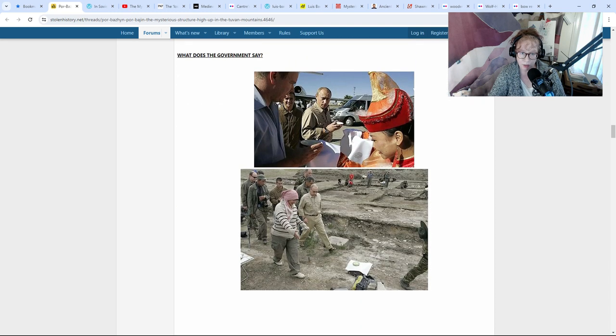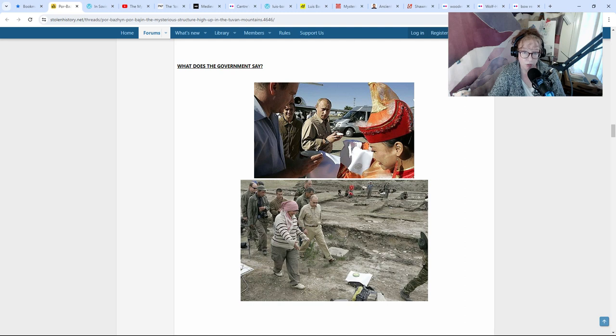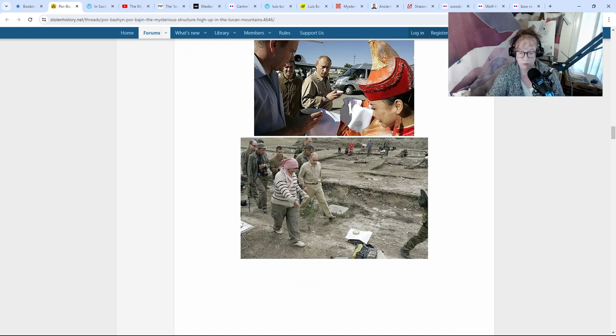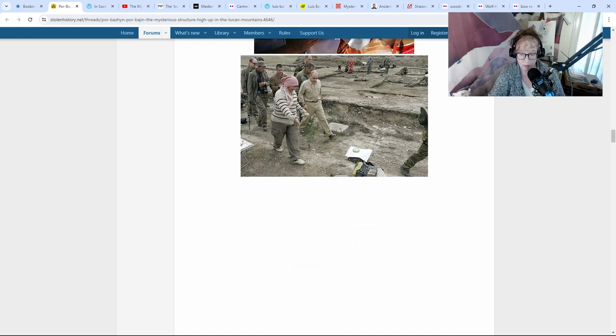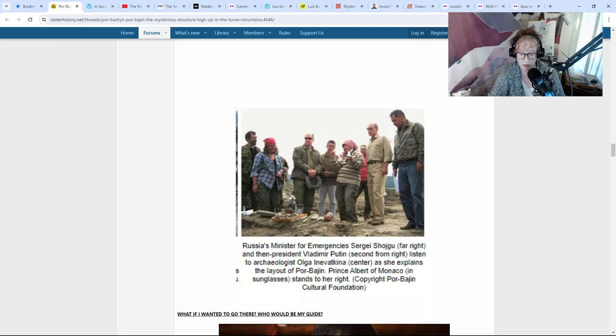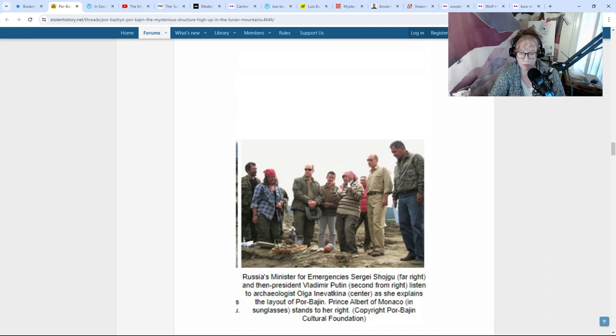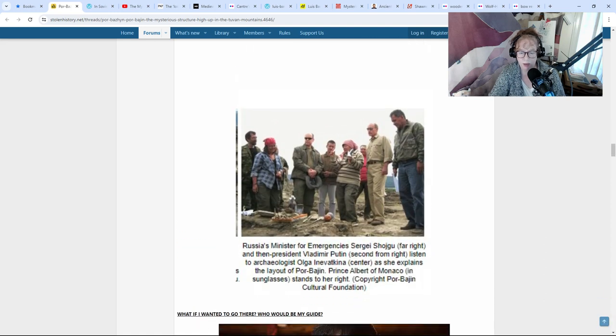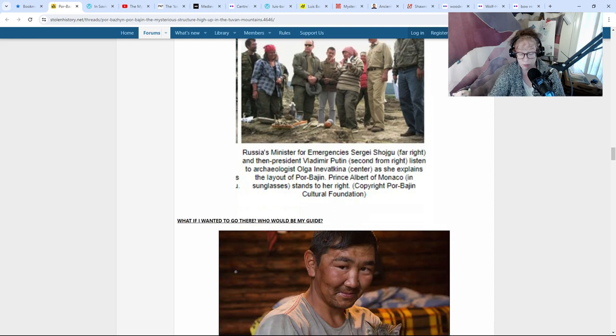So interestingly, and this is the part that I found the most interesting, is that Putin, when this place was found, immediately rushed there, dropped everything and went to southern Siberia to look at this place. And he also brought his Russian minister for emergencies. I just find that very striking. I mean, yes, it's an incredible thing, but I don't know, it just seems odd to me.